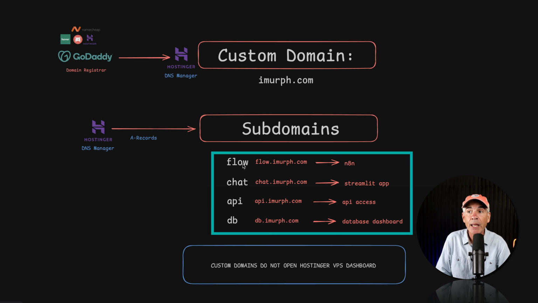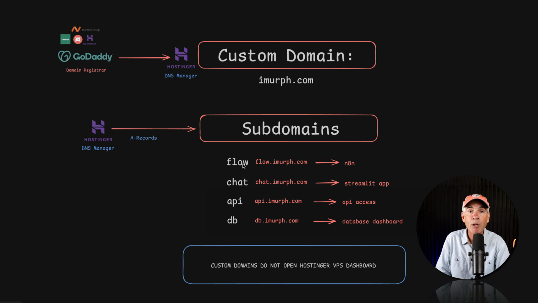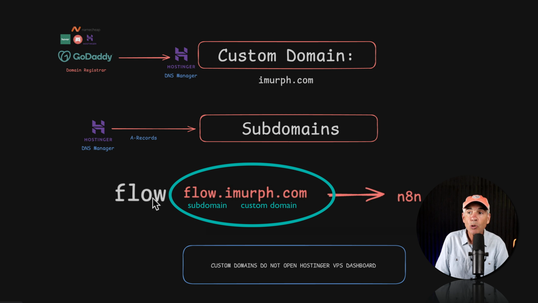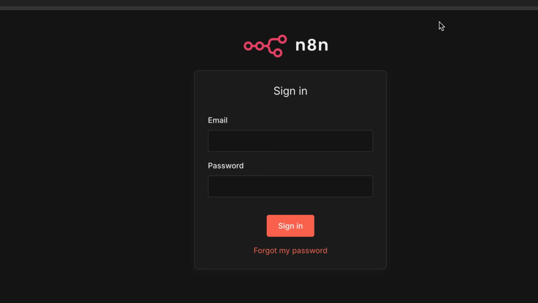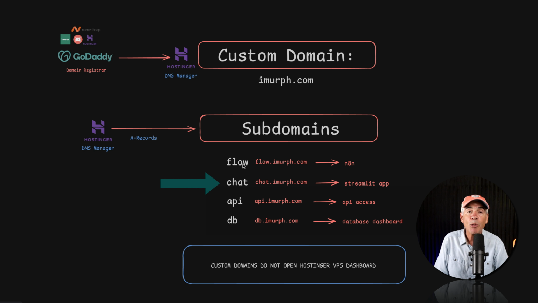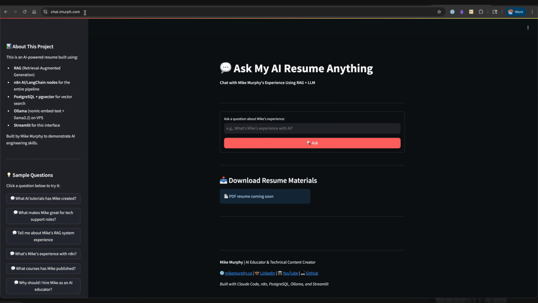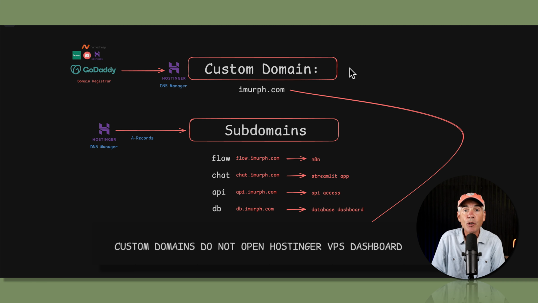So the subdomain is the word that you see right before your custom domain or your root domain. So I created a subdomain called Flow. So the full URL that I can put in a browser is flow.imurf.com, and that is going to open up my self-hosted version of n8n. I created another subdomain called Chat. So the full URL that I can put in a browser is chat.imurf.com, and that opens up a Streamlit app that I created on my VPS when I first set up my Hostinger VPS.